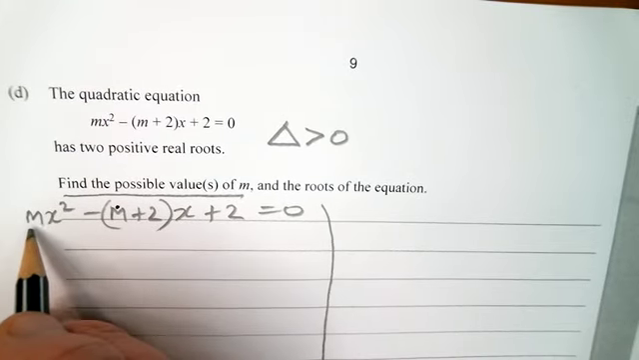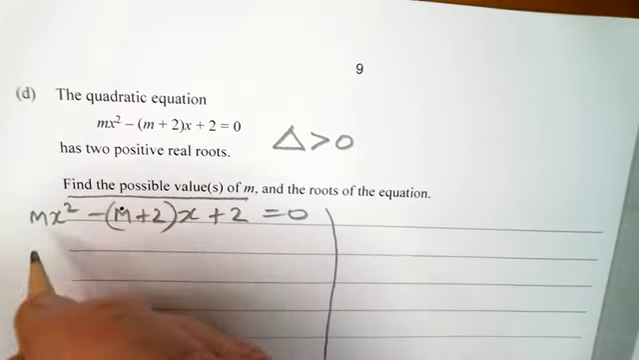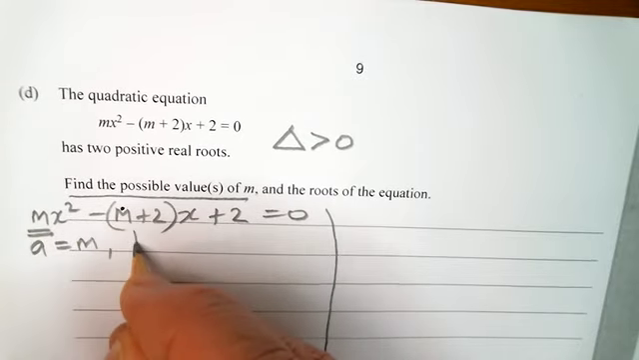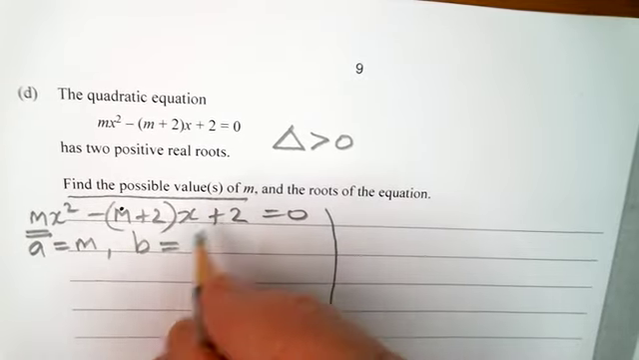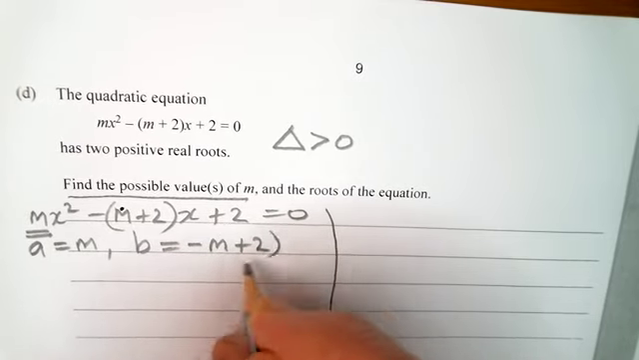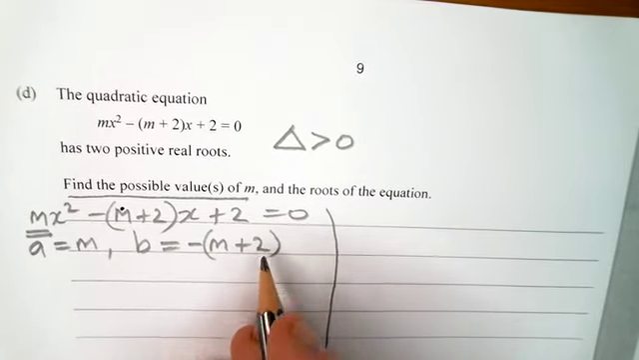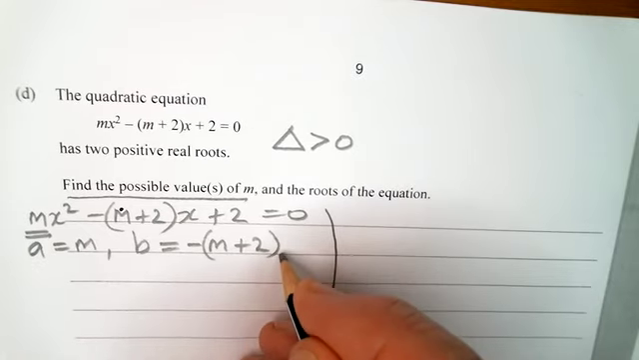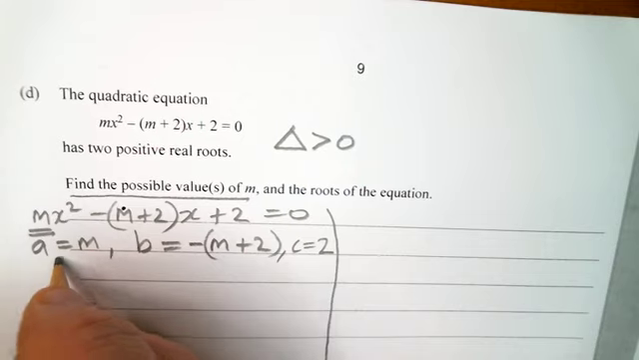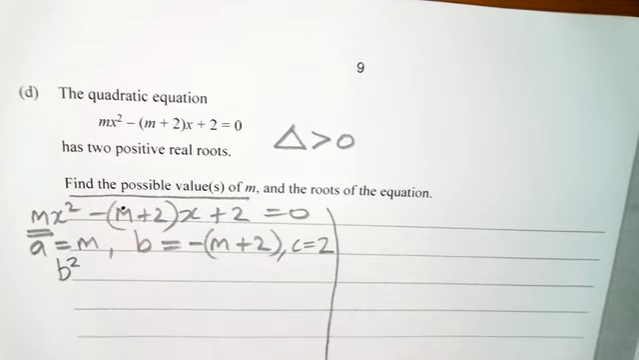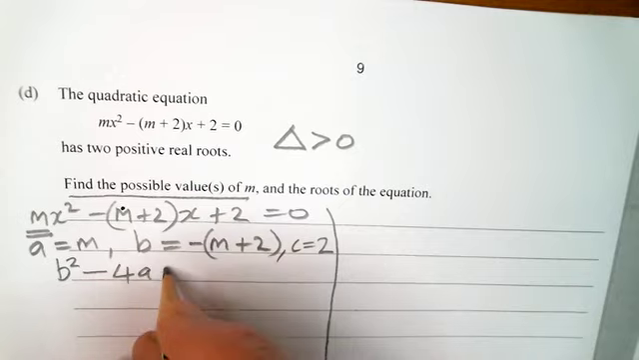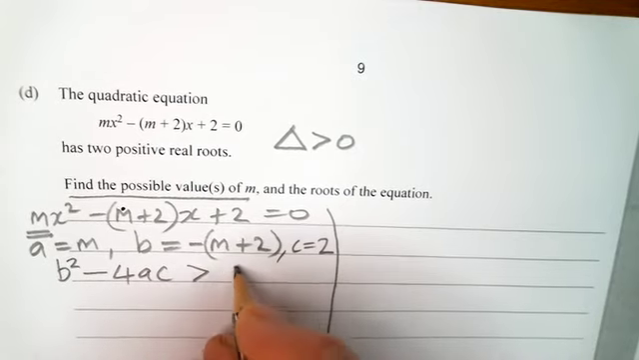But let's have a look. Let's say a here is going to equal m. b is this bit here, which is negative (m plus 2), and it's the whole of that. Really, it's negative m minus 2, as I said before. And c is just going to be 2. So let's now populate the quadratic, on what I'm talking about. The discriminant, b squared minus 4ac, is going to be greater than 0.